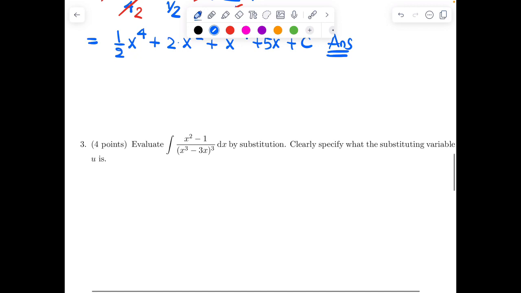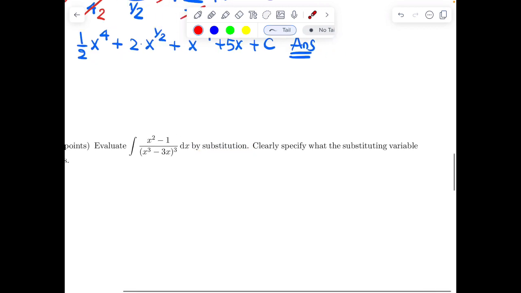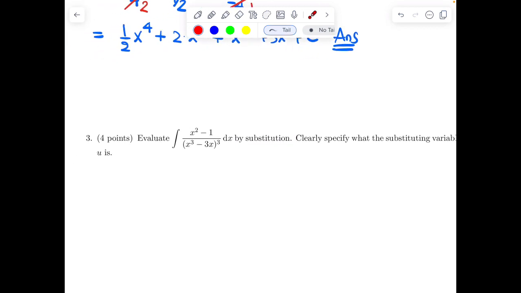Last problem. Now, this one is also an integral problem. So we want to evaluate this, which is the integral with respect to x. And here's the function, which is quite complicated. And it said we have to use the substitution technique and clearly specify what the u is, right? So we start with u. So let's take u equal to x to the power 3 minus 3x, right?